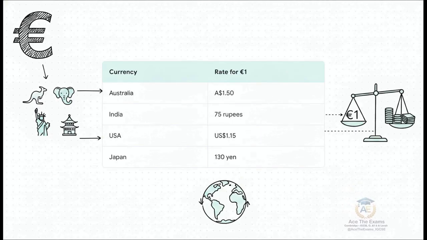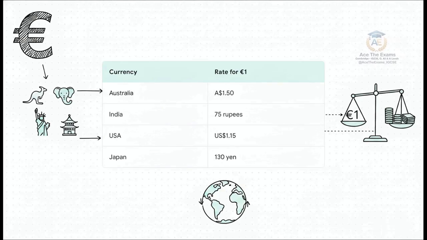This specific data, drawn straight from our financial mathematics source, shows us the exchange rate for exactly €1. The baseline is established. For every single euro you hold, you could trade it for 1.50 Australian dollars, 75 Indian rupees, 1.15 US dollars, or 130 Japanese yen.